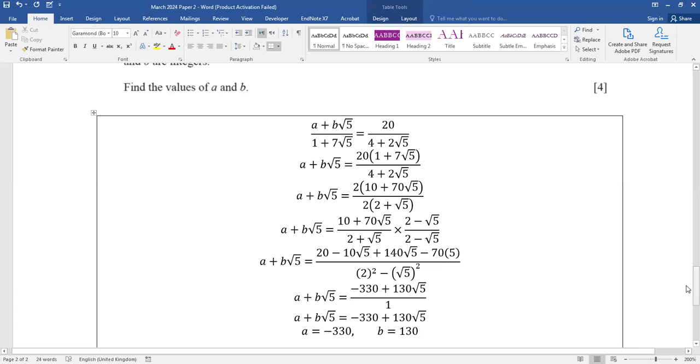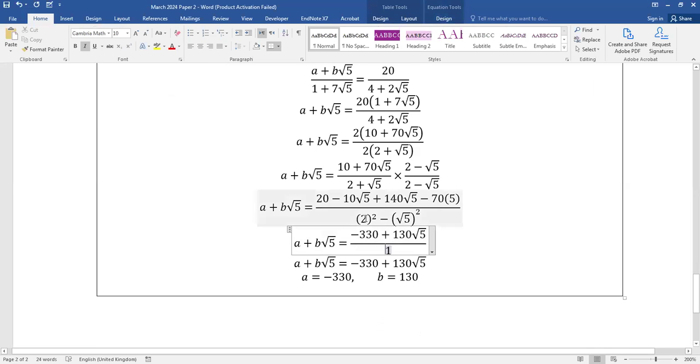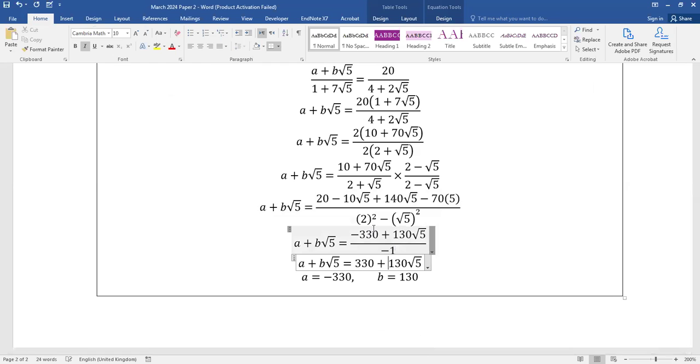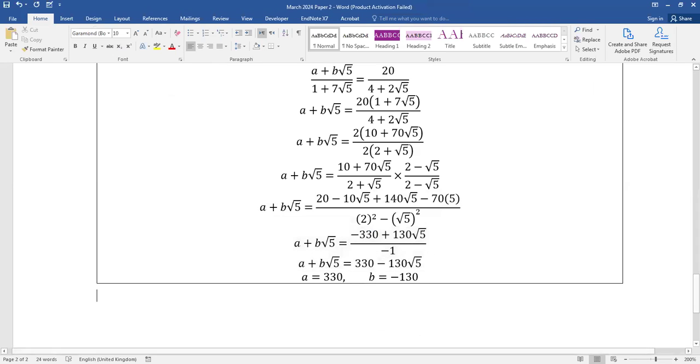Sorry, the denominator will be 4 minus 1, negative 1. So the value that we'll end up getting is this. So 330 and b will be negative 1. So this is how we attempt such questions in which we have to show all our calculations.